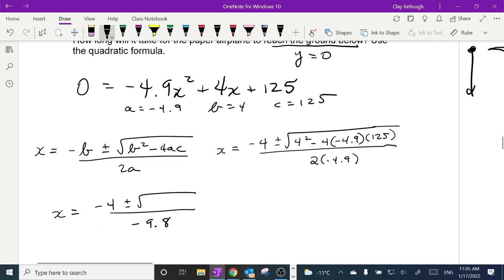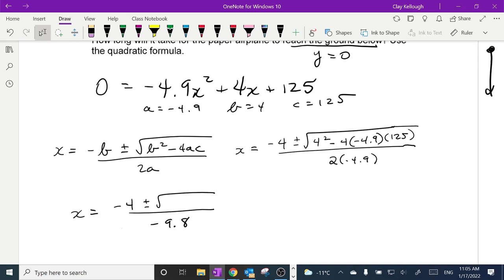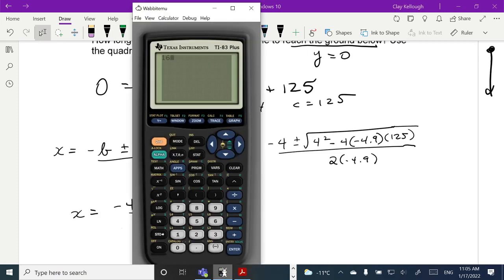So there we go. So 4 times 4.9 times 125. Let me get the calculator back. So 4 times 4.9. Oops, there was something wrong there. Oh, wait, I forgot the 16. That's right, I'm sorry. 16 plus 4 times 4.9 times 125. There we go. 2466?